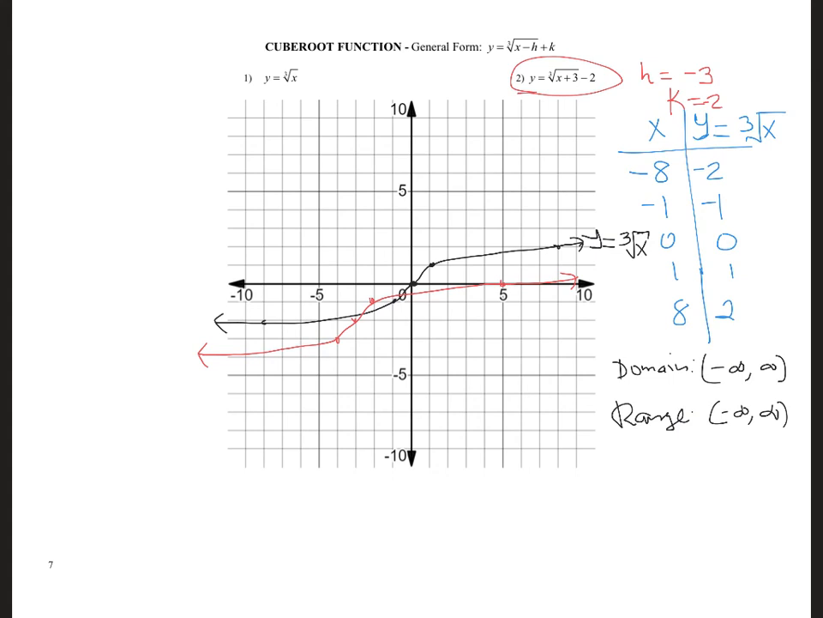And that's going to be y is equals to cube root of x plus 3, minus 2. And you can see the domain and range are the same.